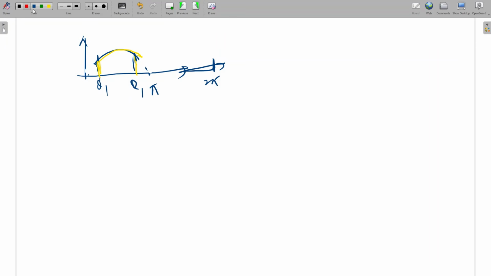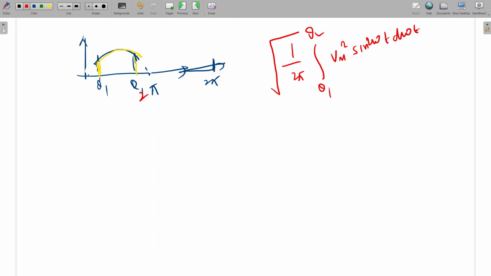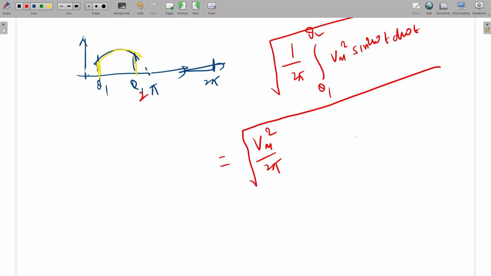Like how you can derive it: 1 by 2 pi, integral from theta 1 to theta 2, Vm square sine square omega t d omega t, under root. So it will be Vm square by 2 pi, into 1 minus cos 2 omega t divided by 2, into d omega t. Is it clear?